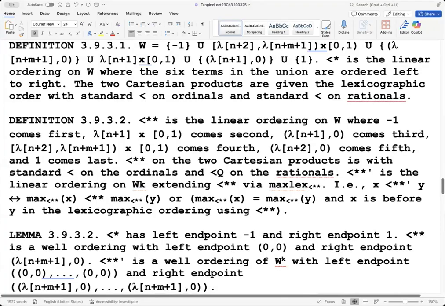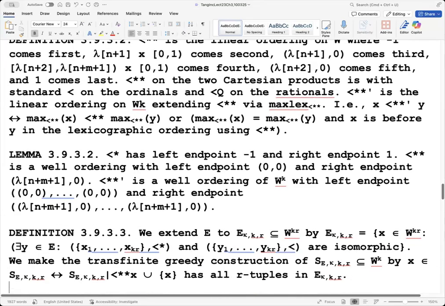All right, it has left endpoints minus one and right endpoint one, and less than double star is a well ordering with left endpoint 0, 0 and right endpoint lambda n plus m plus one comma 0, and then with the k-tuples you just get this.